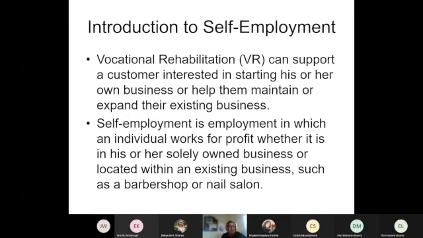So as we know, VR can support a customer interested in starting his or her own business or to help them maintain their business, like a farm or ranch. That's self-employment. The definition is that self-employment is employment in which an individual works for profit, whether it is in his or her solely owned business or located within an existing business, like a subcontract position, like a barber or a nail salon.